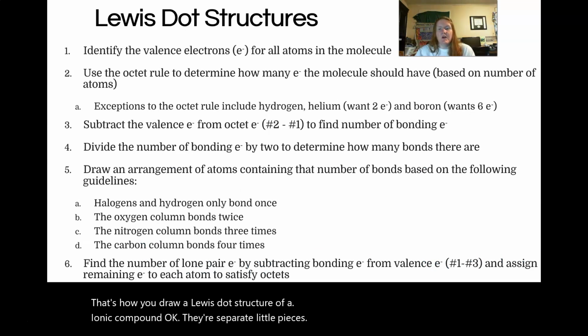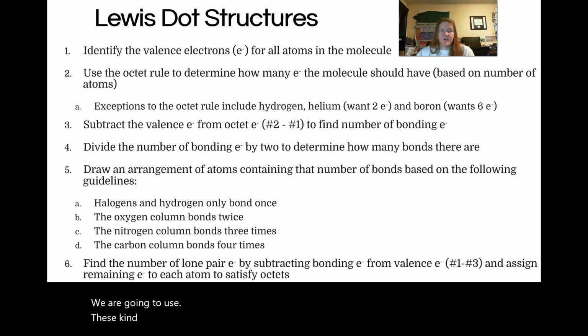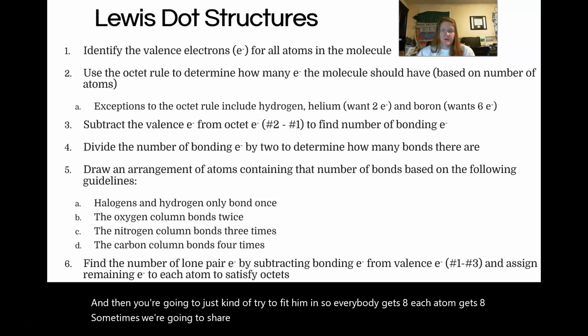Now, if we want to draw more complicated structures, mainly covalent bonds because they're interesting, we're going to use these kind of steps. The first thing to do is count the number of valence electrons in your molecule. And then you're going to just try to fit them in so everybody gets 8. Each atom gets 8. Sometimes we're going to share electrons to achieve that, right? That's what a covalent bond does.